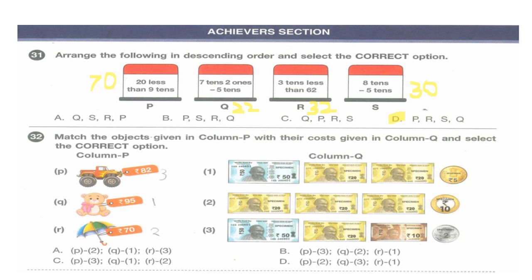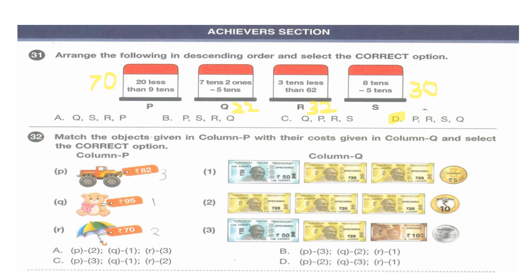32. S. 8 tenths minus 5 tenths. 8 tenths is 80. 5 tenths is 50. So 80 minus 50 is 30. So the value of P is 70, Q is 22, R is 32, S is 30.